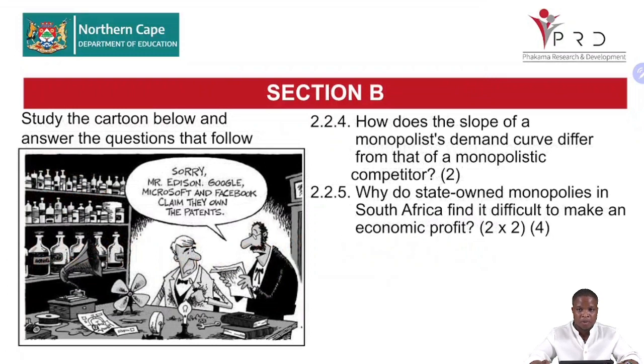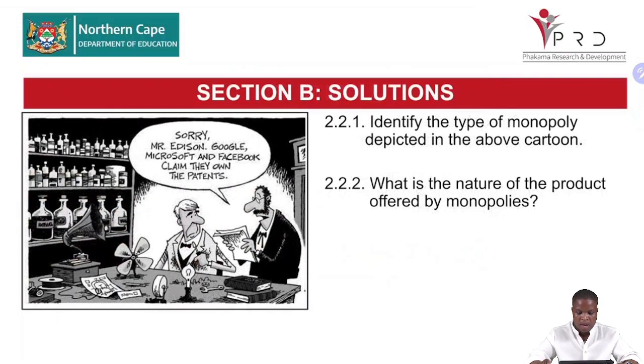Let's look at the possible answers that you have. The first question was asking you to identify the type of monopoly depicted on the cartoon on the side. Let's look at that. They're talking about this Microsoft that I see there, claiming they own their patents. So patents are given there.